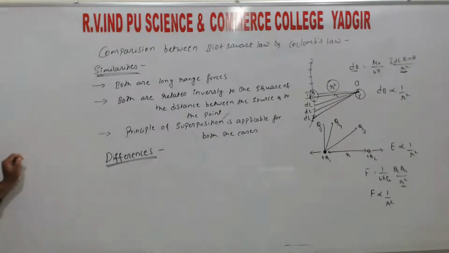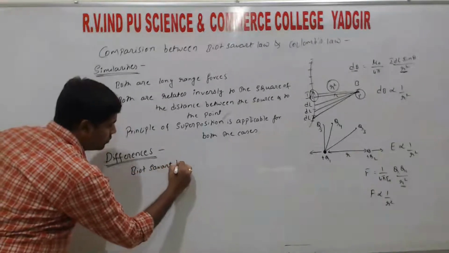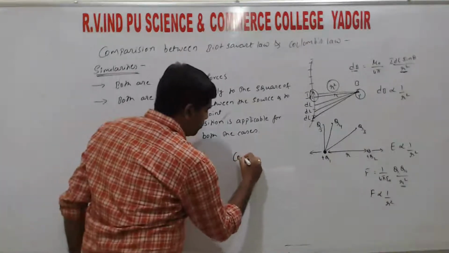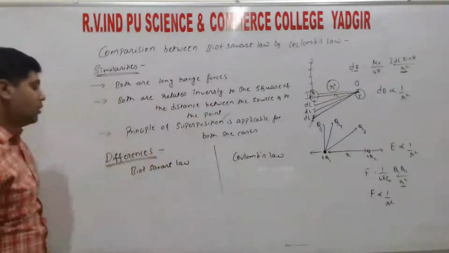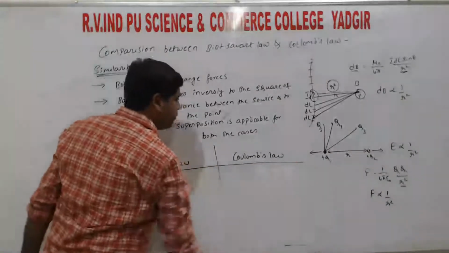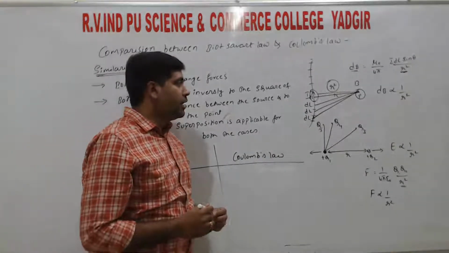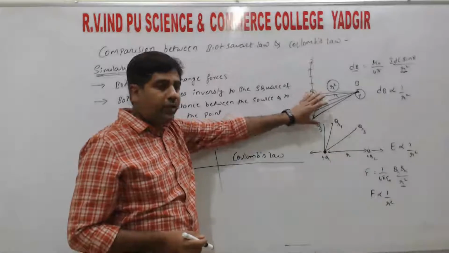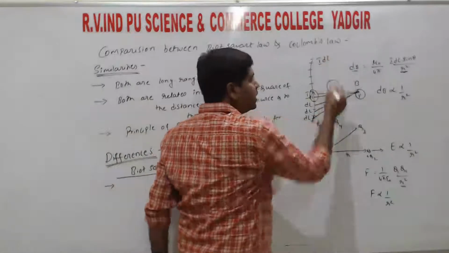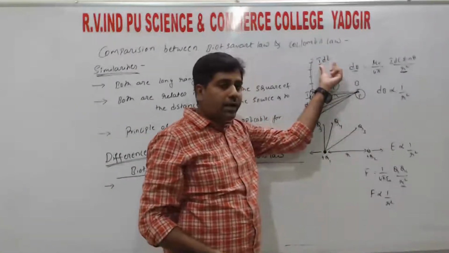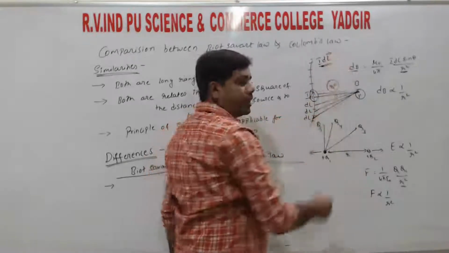Differences between Biot-Savart's law and Coulomb's law. So the first difference is the source of the magnetic field. The source of the magnetic field is the current element, that is I dl. So this is a vector component, right?